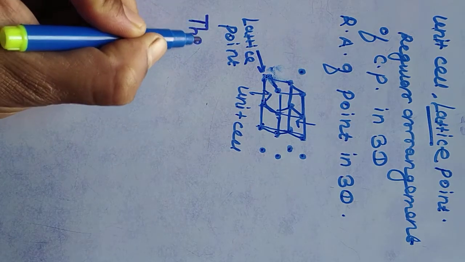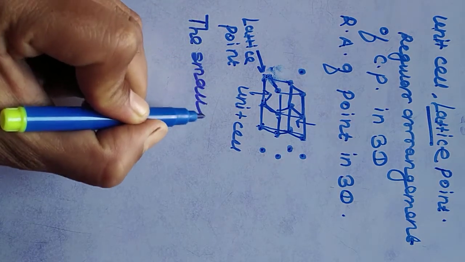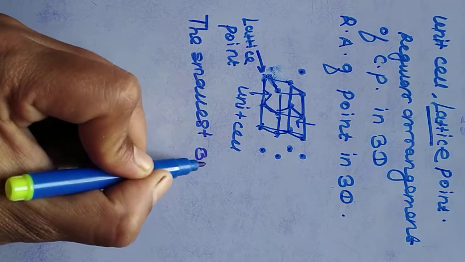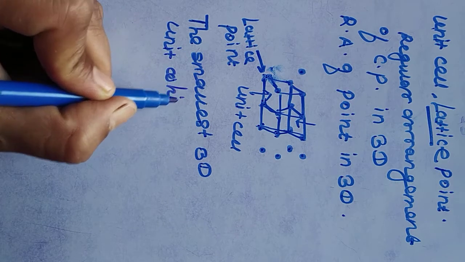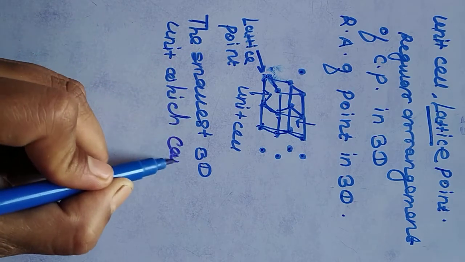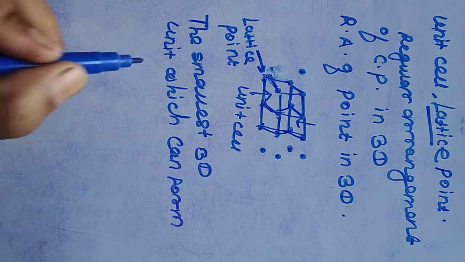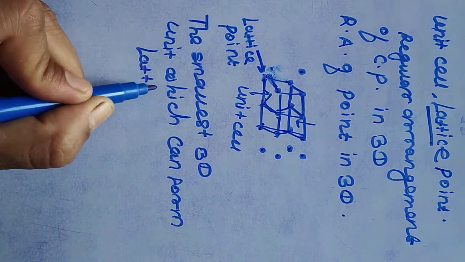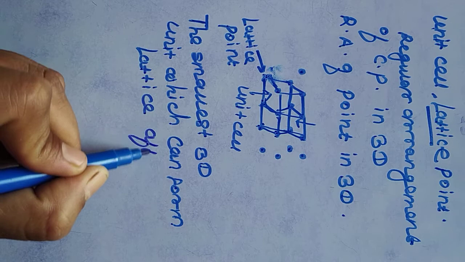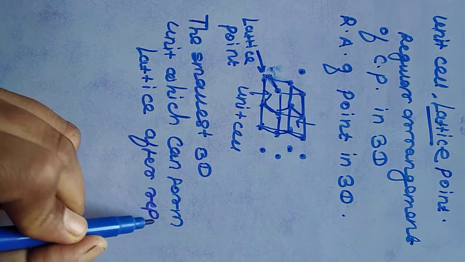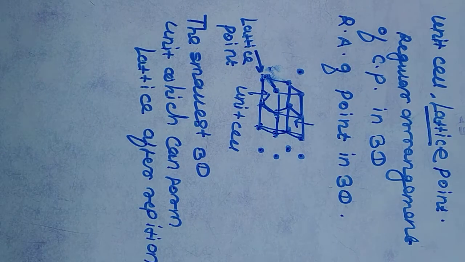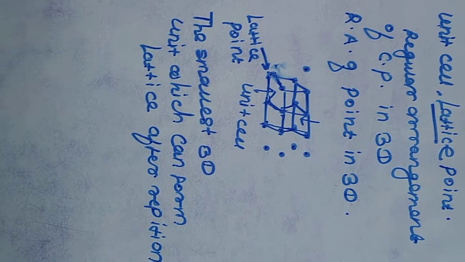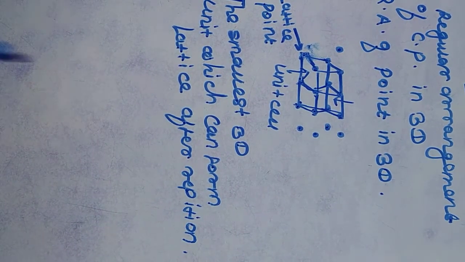What is a unit cell? The smallest 3-dimensional unit which can form a lattice after repetition. That means what? It is the smallest repeating unit. It is called a unit cell. Unit cell means what? It is the smallest repeating unit.